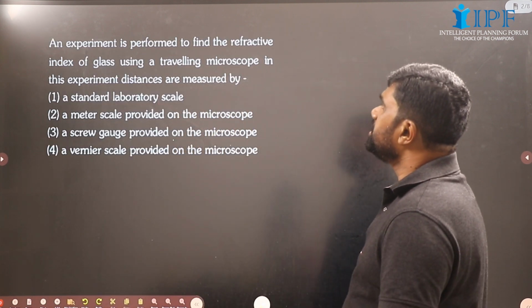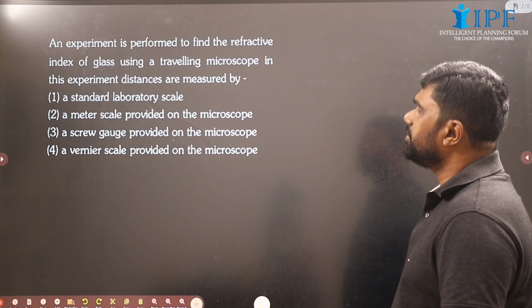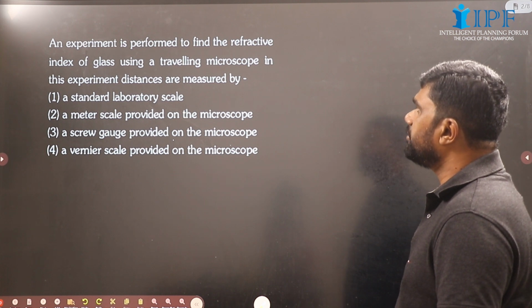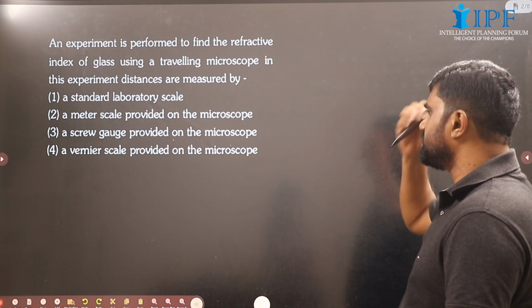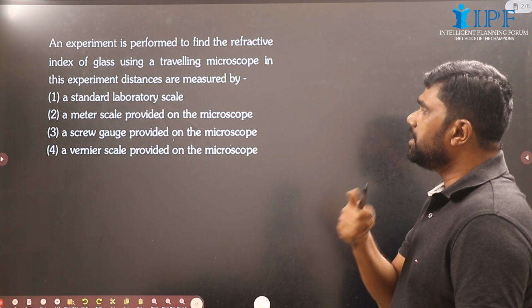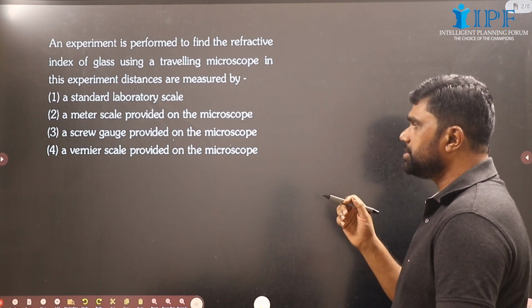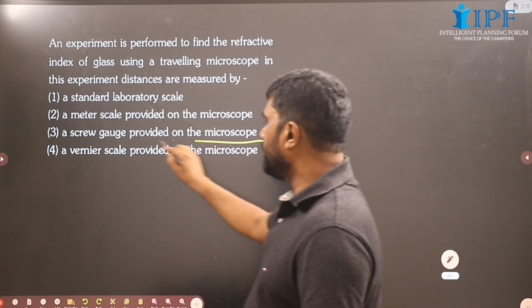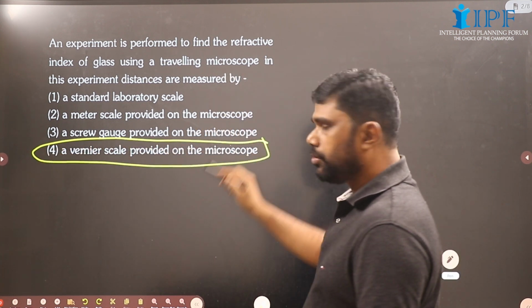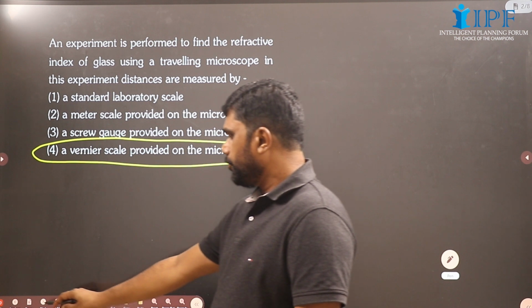Now an experiment is performed to find the refractive index of glass using a traveling microscope. In this experiment, distances are measured: a standard laboratory scale, a meter scale provided on the microscope, a screw gauge provided on the microscope, or a vernier scale provided on the microscope.